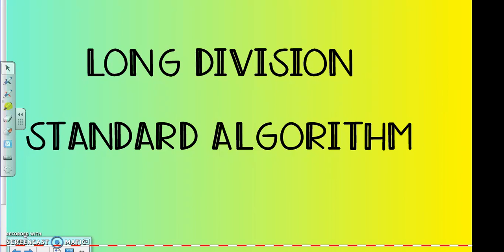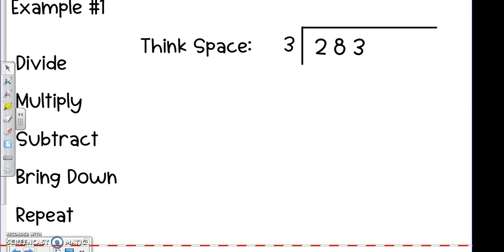I know we've been working with the Big 7, but now we're getting into the standard algorithm for division. To the left you see your steps for the standard algorithm, which is divide, multiply, subtract, bring down, and repeat. So when we divide, we're going to see how many times our 3 can go into 283. Alright, and in our think space, let's put some facts to help us along the way.